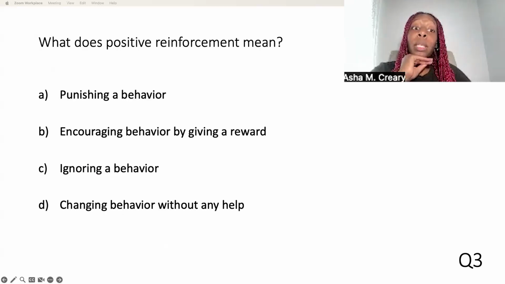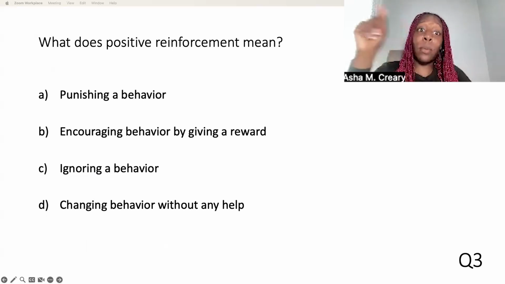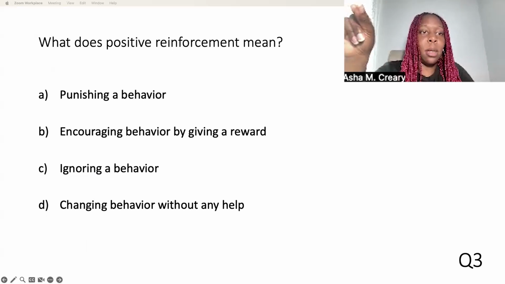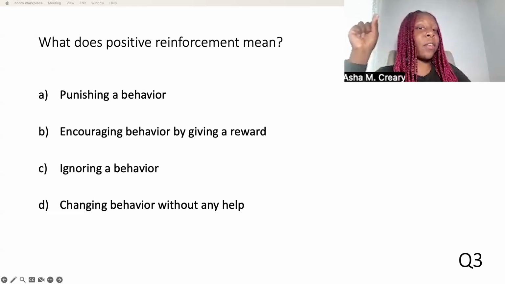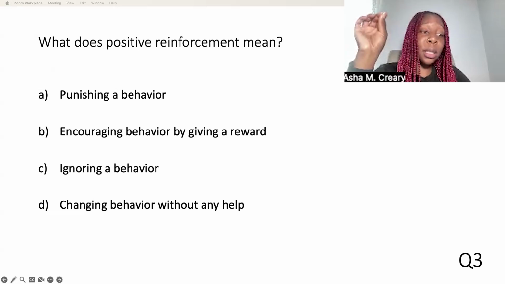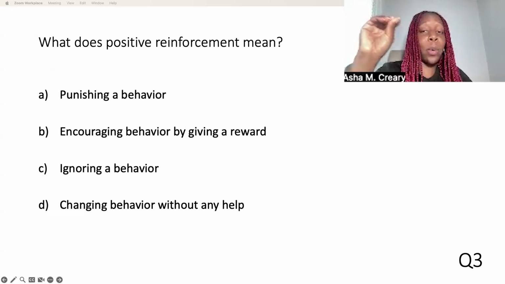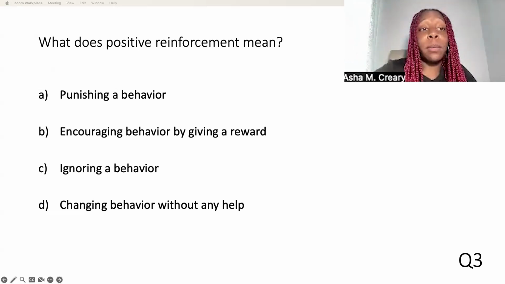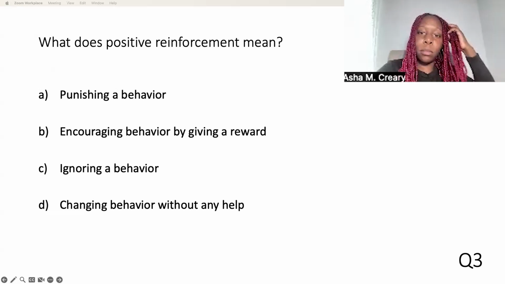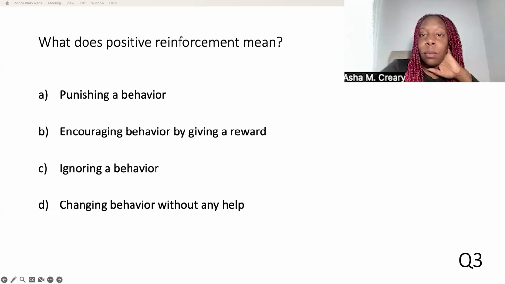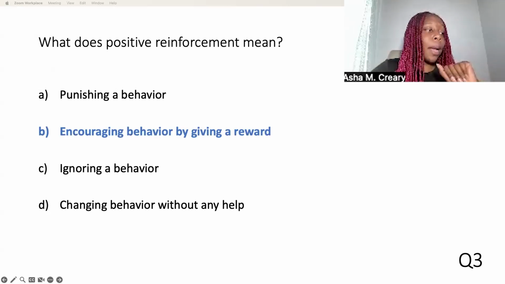All right. What does positive reinforcement mean? A, punishing a behavior. B, encouraging a behavior by giving a reward. C, ignoring a behavior. Or D as in Delta, changing behavior without any help. So I'm going to give you about 5 to 10 seconds to figure that one out. Alrighty, it is going to be B as in Bravo.